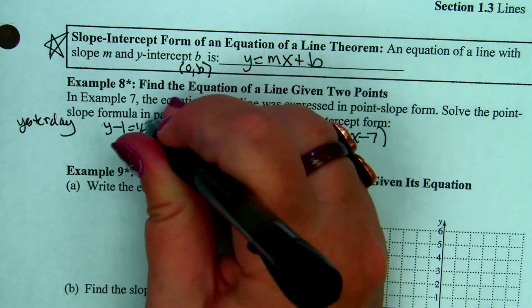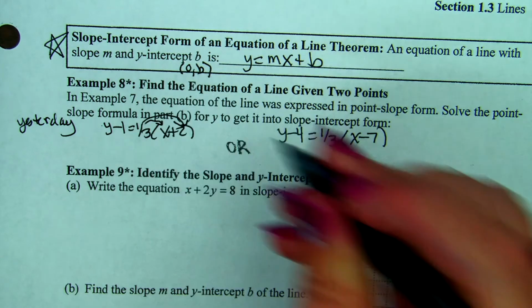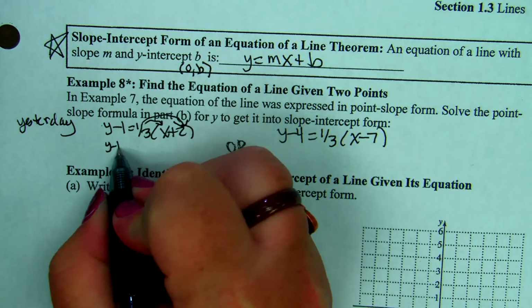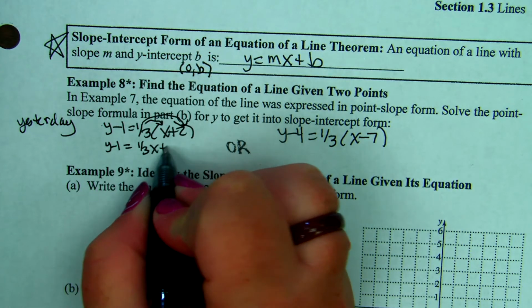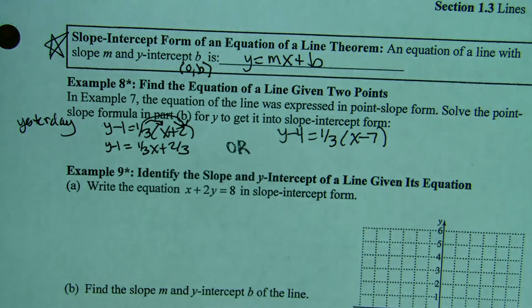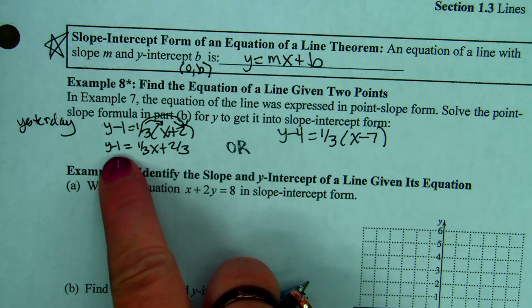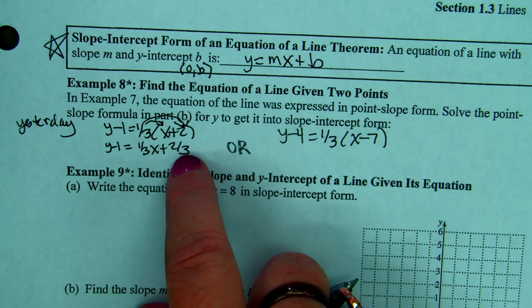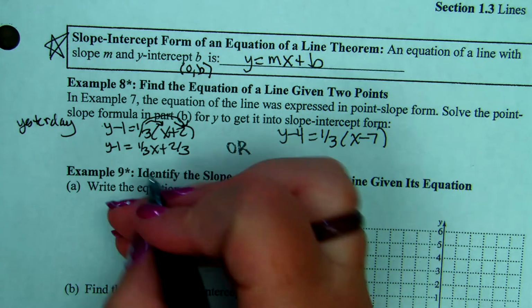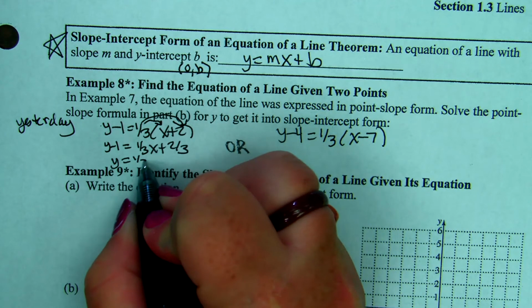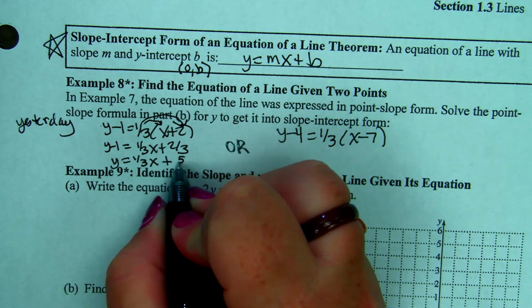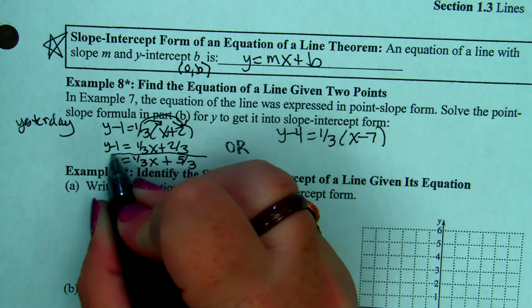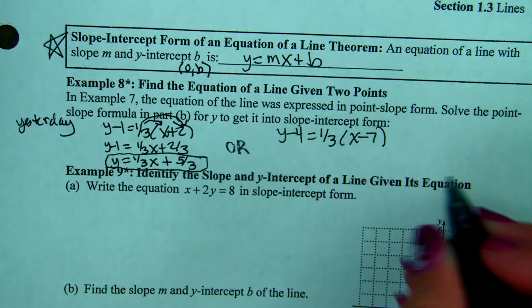So we're going to multiply the 1/3 times both parts. We're going to distribute the 1/3. y minus 1 equals 1/3 x plus 2/3. And then what's with the y that needs to disappear? The negative 1. So how do you make that disappear? Add 1. So if you add 1, we need it to be in the form of thirds because we have a fraction. So 1 in the form of thirds is 3/3. So we add 3/3 to 2/3 and we get 5/3. So that's the equation.